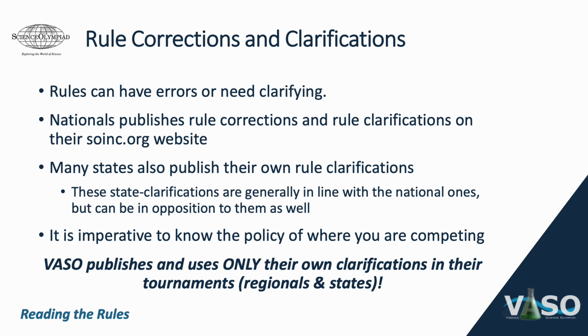Now, many states also publish their own rule clarifications. And these state clarifications are generally in line with the national ones, but they can be in opposition as well. So it's imperative to know the policy of where you're competing. If you're competing in Virginia, where I am writing this today, VASO publishes and uses only their own clarifications in their regional and state tournaments. But do remember that rule corrections and clarifications, whichever ones are being used in a tournament, are as binding as rules, and you're expected to see them and observe them.